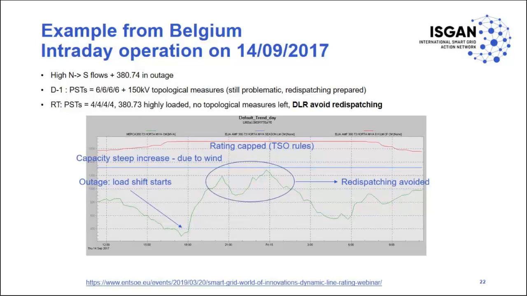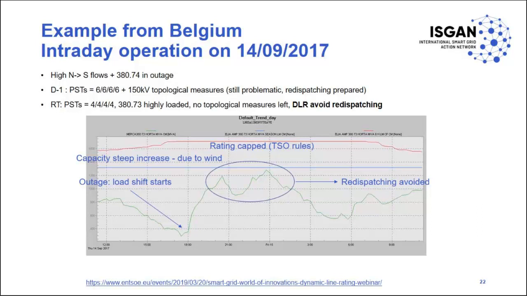Now, I'm going to describe an example of how dynamic line rating is actually used by a transmission system operator. This is typically how you would see the output in a control room. This is a screenshot of a monitor in the National Grid Control Center in Belgium. The example shown here is a result of what happened after market close on 13th of September 2017.